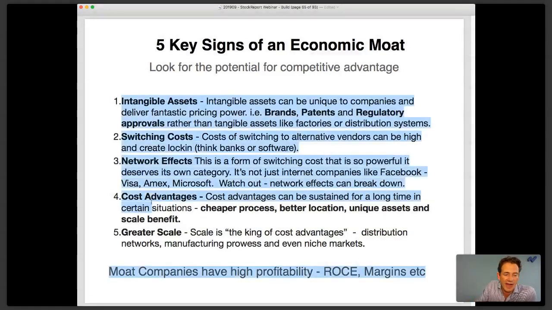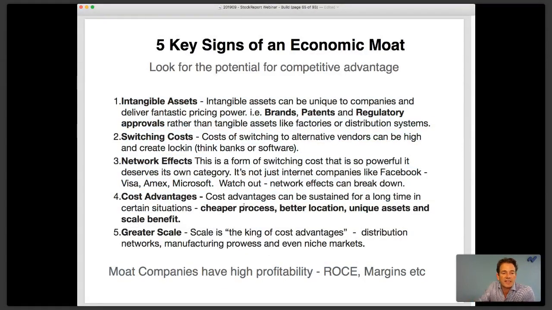When you analyze a stock, look for cost advantages, because they can be sustained for a long time. You might have a cheaper process, or a better location. You often see mining companies with an amazing location for a mine, and that allows them to reap outsized profits for a very long time.